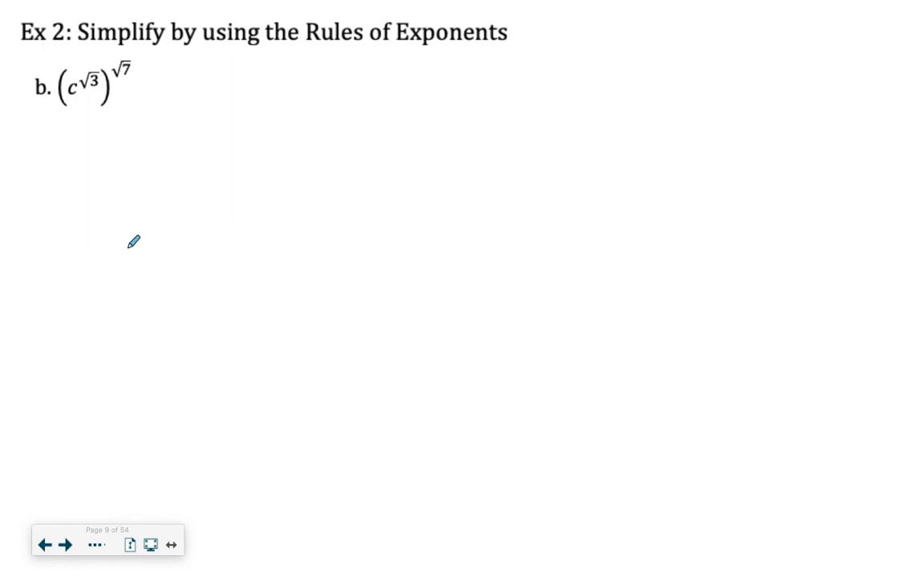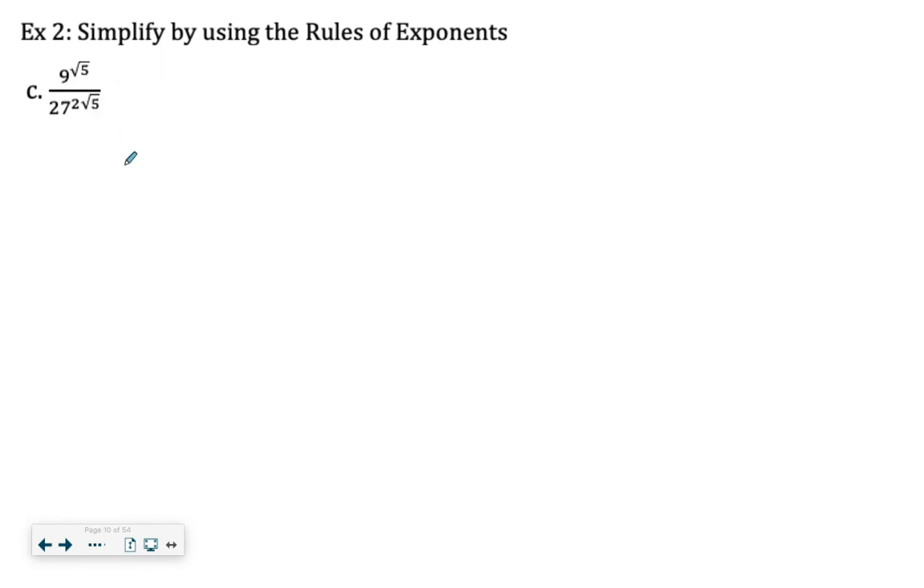So here I've got a power to a power. Whenever I'm multiplying radicals, I can multiply what's on the inside. So this one's a little bit easier, right? This one would just become c to the square root of 21. I can't simplify the square root of 21 at all, so that would be my final answer in this case.